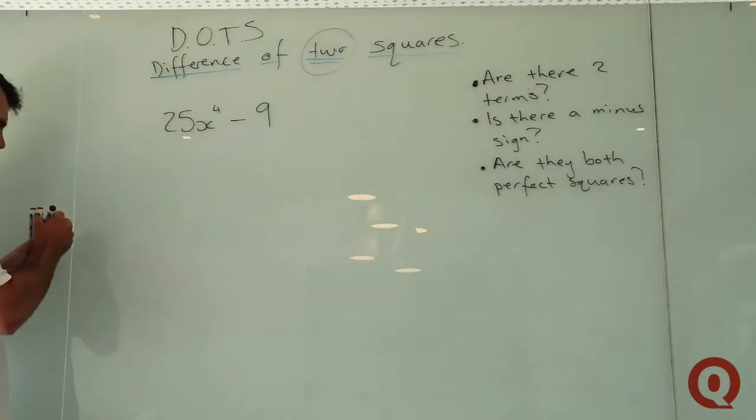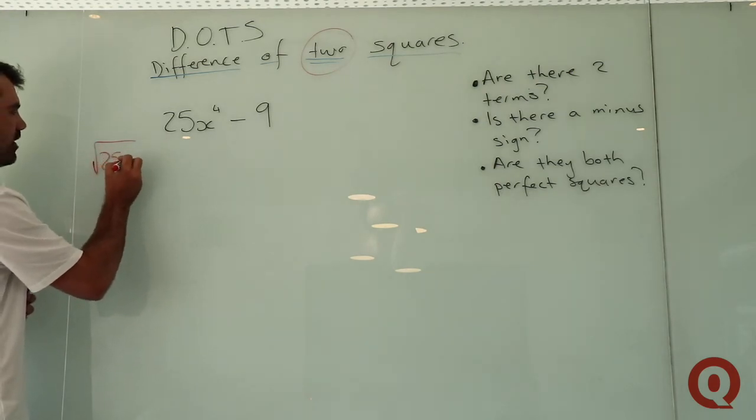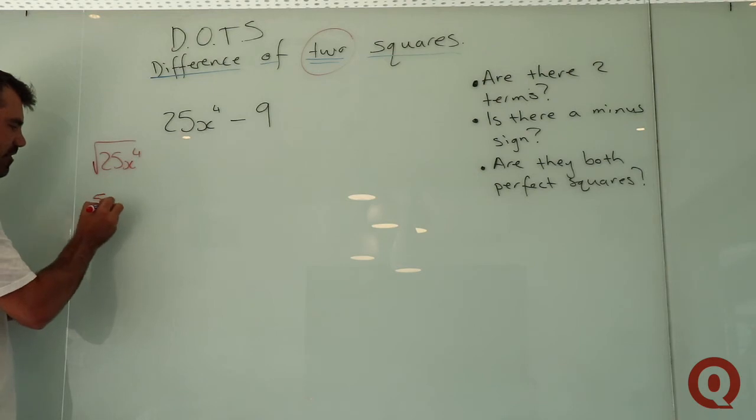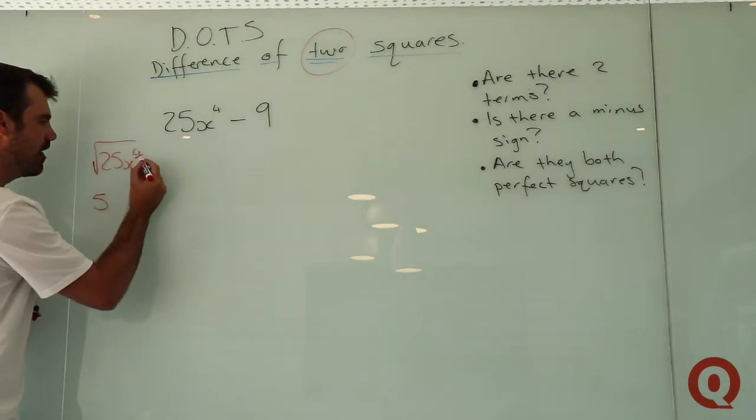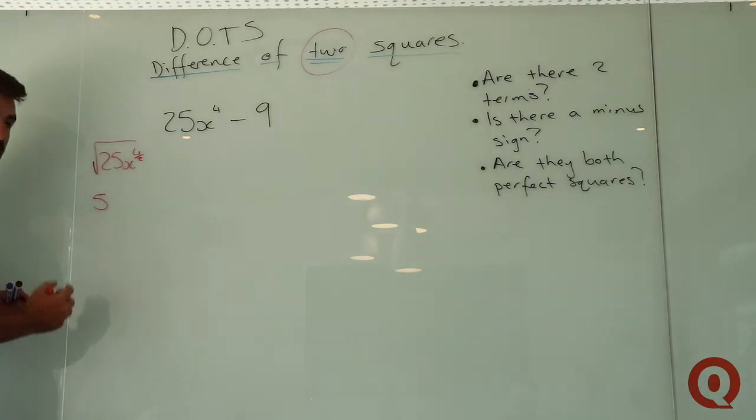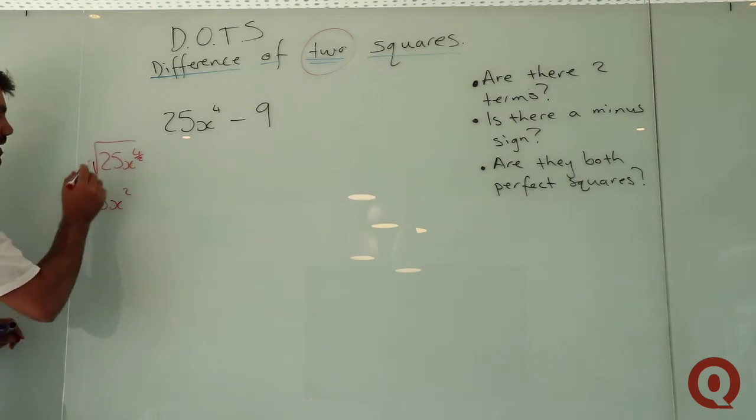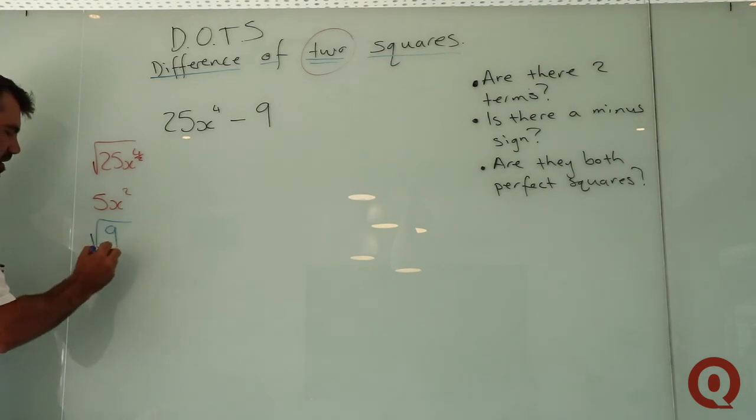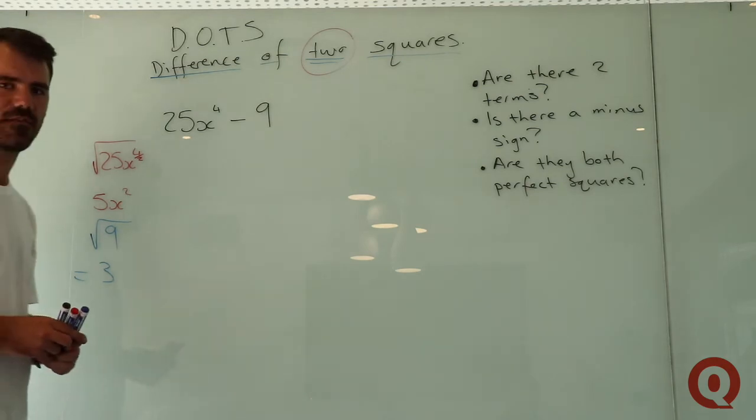So, can I find the square root of 25x to the power of 4? Well, I can square root 25, that gives me 5. And then I can find the square root of x to the power of 4 by simply dividing my exponent by 2, as previously discussed. So the answer would be 5x to the power of 2. That's my first term. Now let's look at my second term. A 9. Can I find the square root of 9? Of course I can. The answer is 3. So let's now go ahead and factorize this.